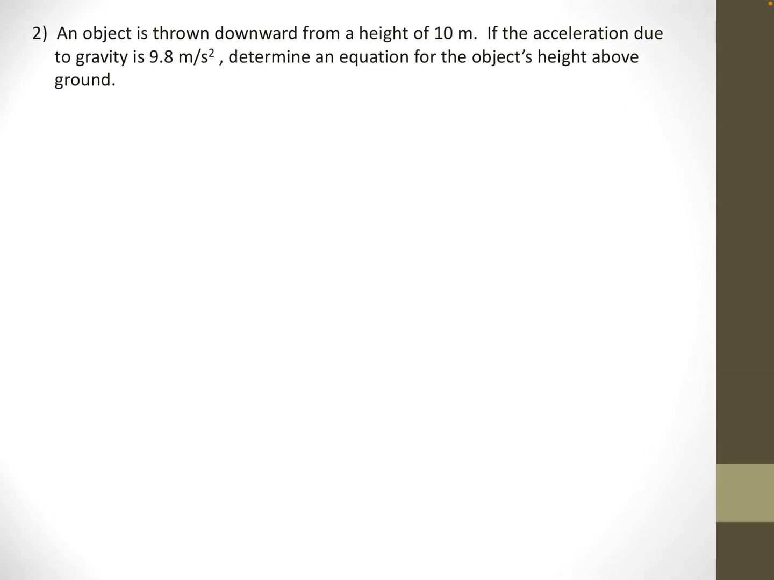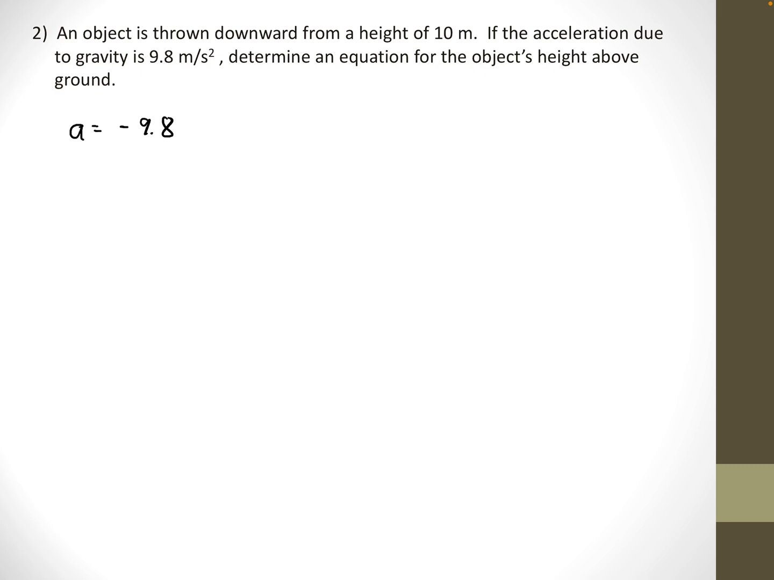Okay, last example. An object is thrown downward from a height of 10 meters. If the acceleration due to gravity is 9.8 meters per second squared, find an equation for the object's height above the ground. So what I do know is that the acceleration is negative 9.8. I say negative because it's downwards. The acceleration due to gravity is downwards.